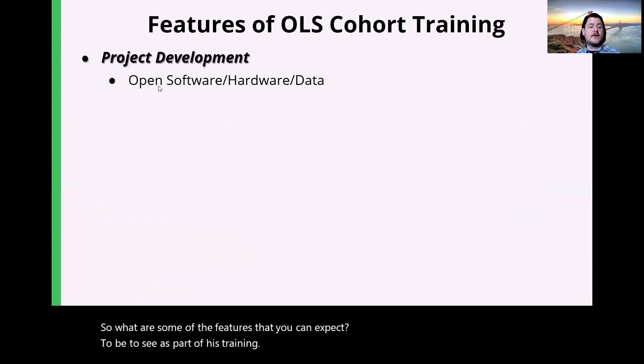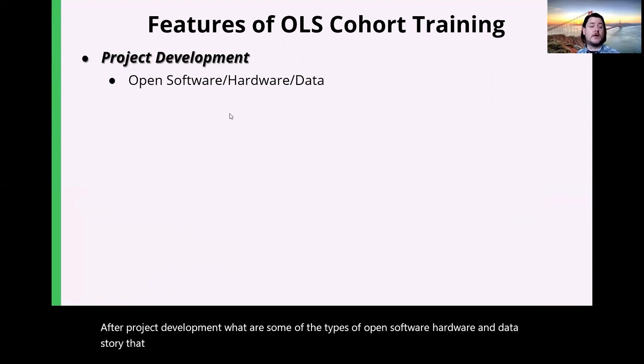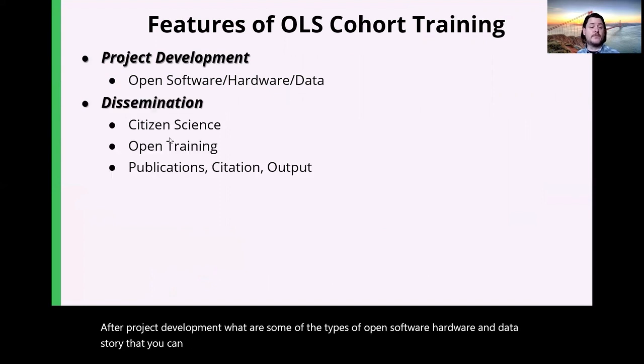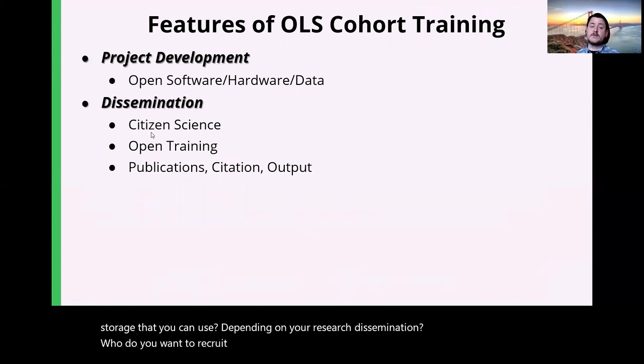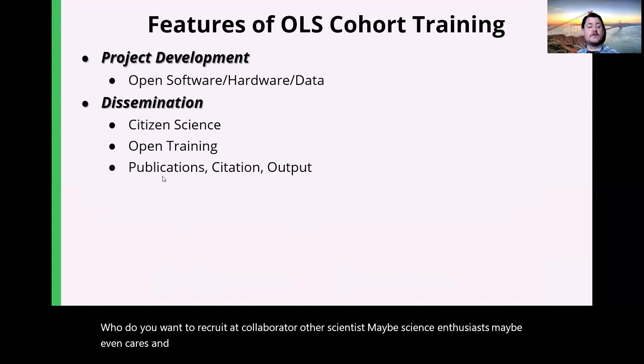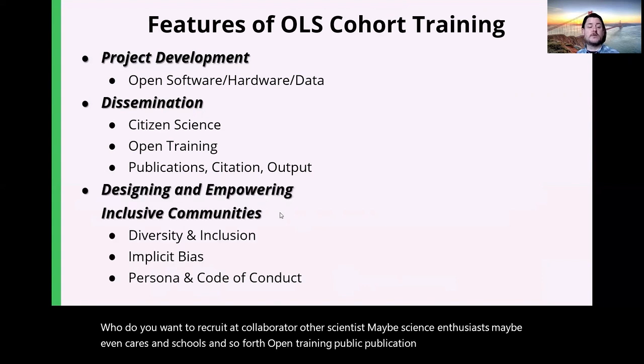So project development: what are some of the types of open software, hardware, and data storage that you can use, depending on your research? Dissemination: who do you want to recruit as collaborators? Other scientists, maybe science enthusiasts, maybe even kids in schools and so forth. Open training, publication, citation output.